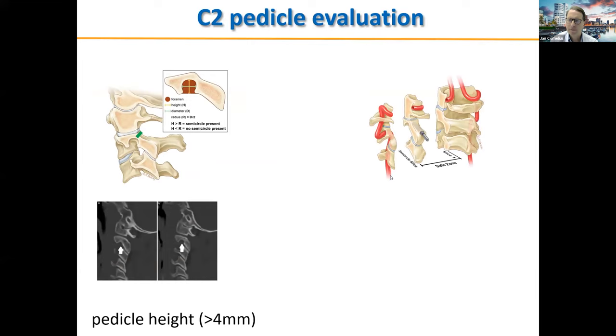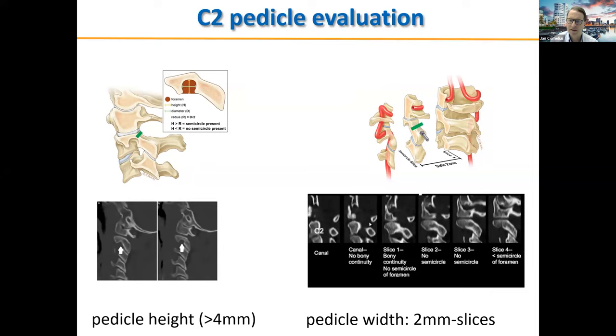But you also have to evaluate the width of the pedicle. If you want to put a screw here, you want to avoid the vertebral artery laterally and the spinal canal medially. What is very useful is a thin cut CT, again in coronal views. Then you go from medial to lateral. And so here the bone starts. And so you have 2 millimeters, 4 millimeters, 6 millimeters. And here you start to see the foramen of the vertebral artery. So you have at least a 2 millimeter slice, 6 millimeters of width of this structure.